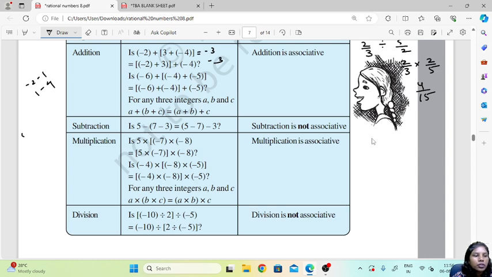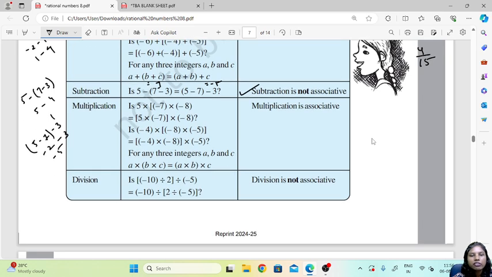Second, let's look at subtraction. So the answer to this 5 minus 7 minus 3. So 7 minus 3 will be 4 minus 5, that is 1. Other way round, 5 minus 7 minus 3, that will be minus 2 minus 3. So answer will be minus 5. So here answer is minus 5 and here answer is 1. Correct? So therefore subtraction is not associative. Multiplication, we know already, no matter in which order we multiply, the multiplication is always going to be associative.